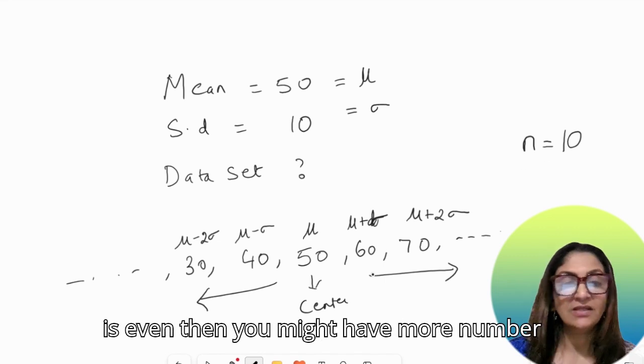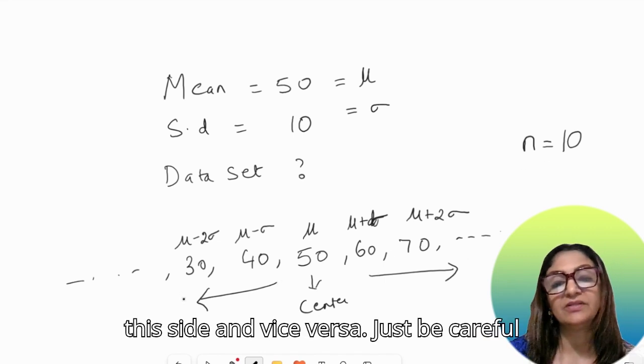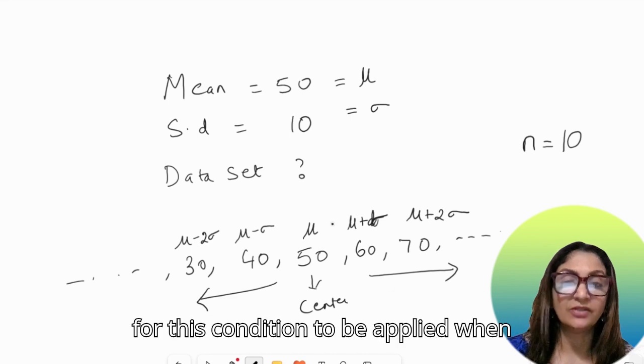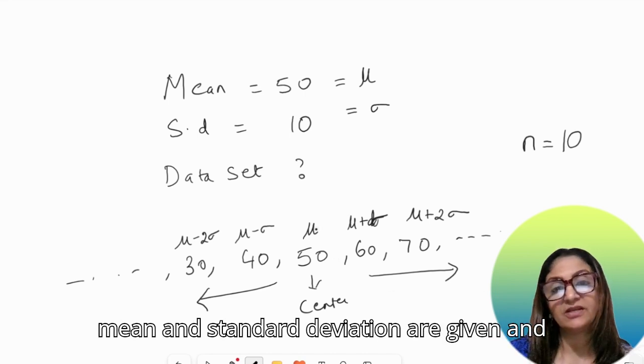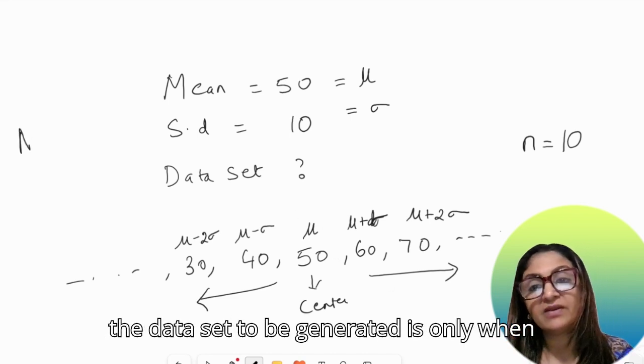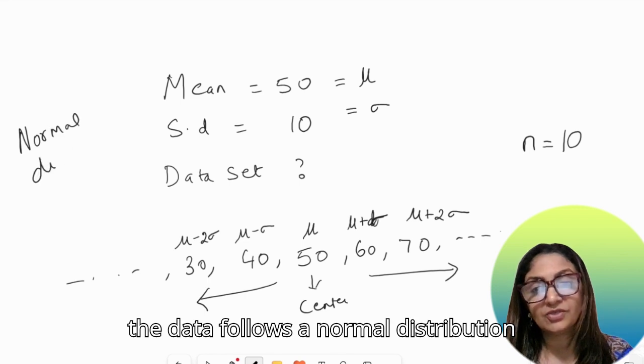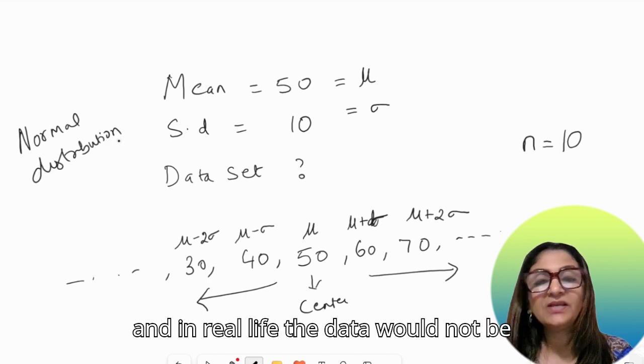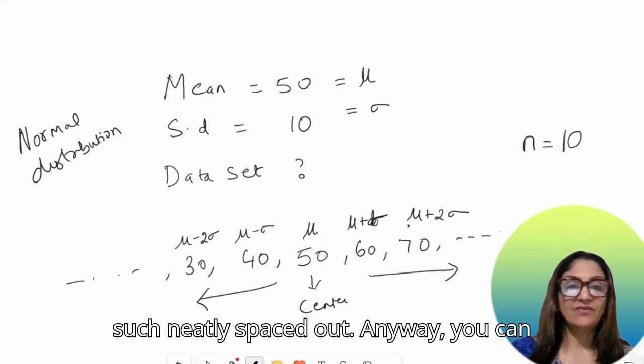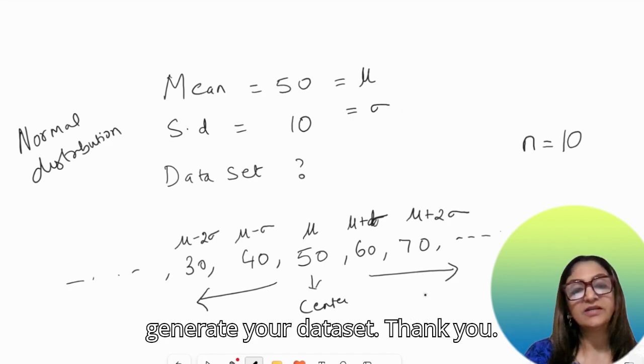If n is even, then you might have more values on this side and fewer on this side, and vice versa. Just be careful: this condition applies when mean and standard deviation are given, and the data set can be generated only when the data follows a normal distribution. And in real life, the data would not be so neatly spaced out. Anyway, you can use mean and standard deviation to generate your data set.